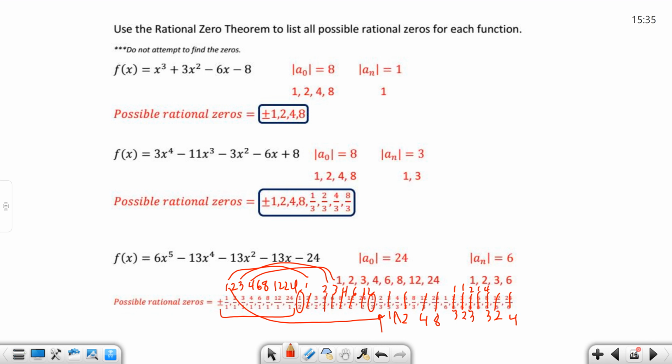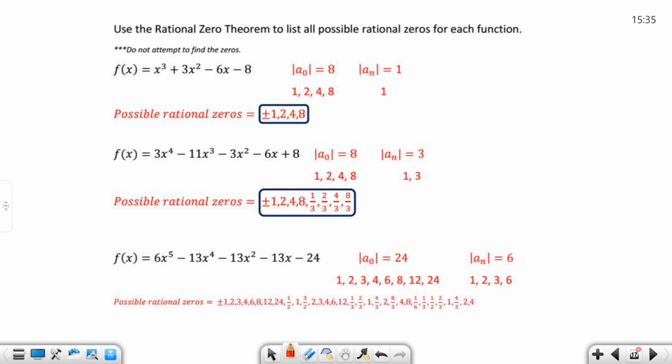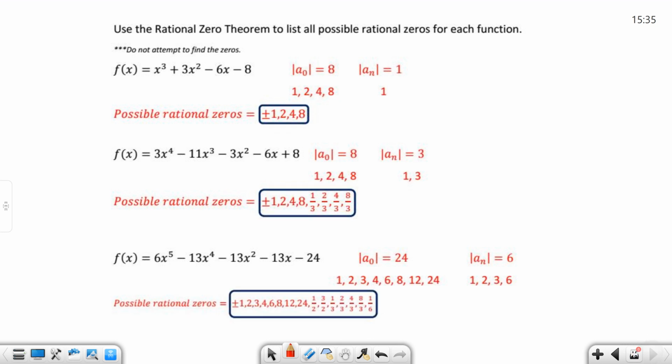So after I take all the ones I already have out, this is my list I end up with. Oh, I'm sorry. I simplified them all right here like I just wrote down. So 1 we already have, 2, 3, 4, 6, 12 we already have, 1, 2, 4, and 8 we already have. We have all these now. So if we take those out that we already had, that's the list we end up with. 1, 2, 3, 4, 6, 8, 12, 24.